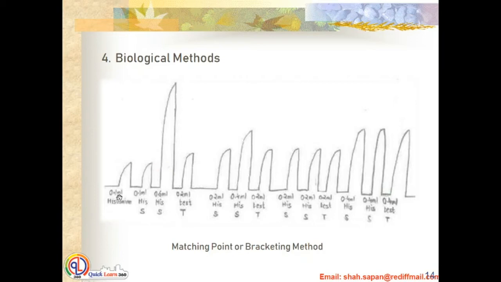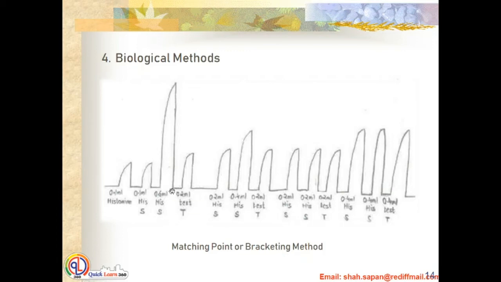You can see that 0.1 ml of histamine gives this effect. We have taken 0.1 ml of the standard histamine solution, and the response of the muscle is represented by this peak. For 0.6 ml of the standard histamine, the response is higher. Now you have a test. We will take 0.2 ml of the test solution and find out its response. The 0.2 ml of the test solution shows this response. You can see that it lies between the responses of 0.1 ml and 0.6 ml of the standard histamine.